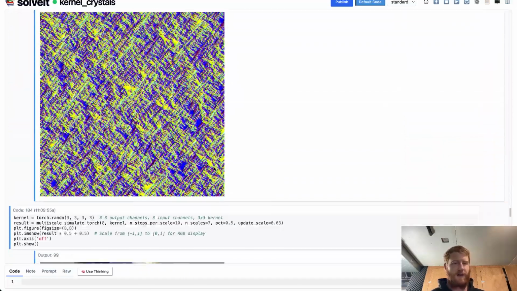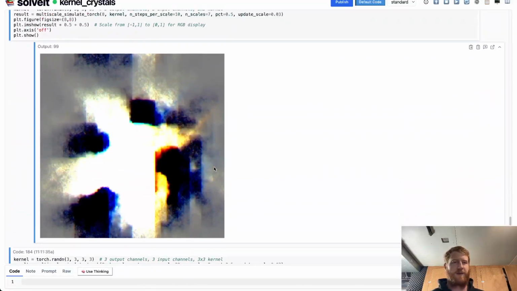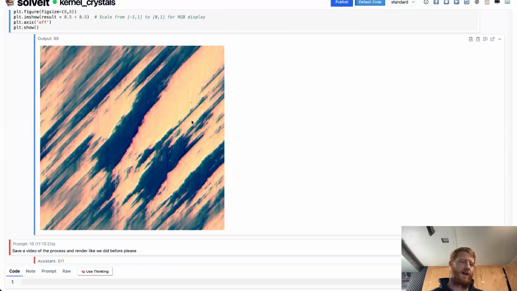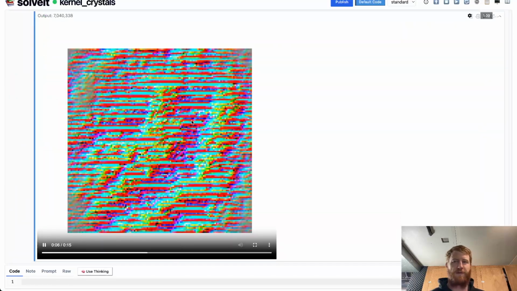And I explored with different settings: how many steps do you do at each scale, and what percentage of the image do you update each time? How much do you multiply the kernel's final output by when you're doing the delta? Are you clamping, et cetera. So very fun to just play around.